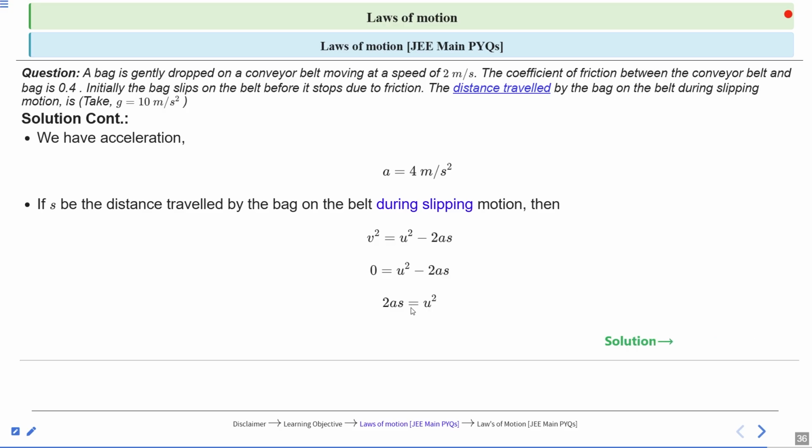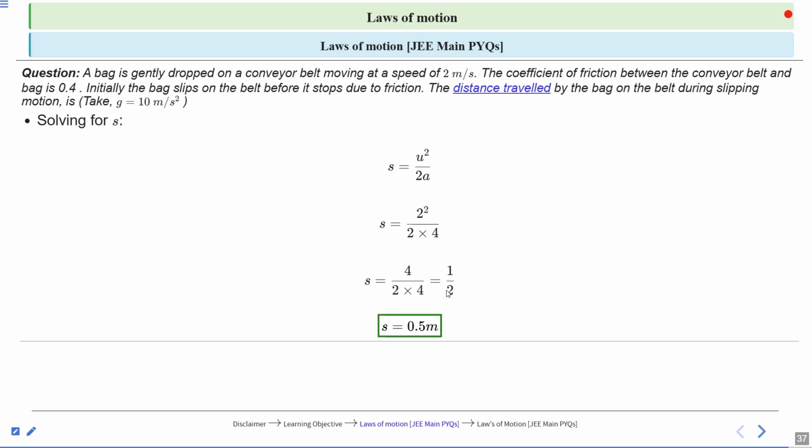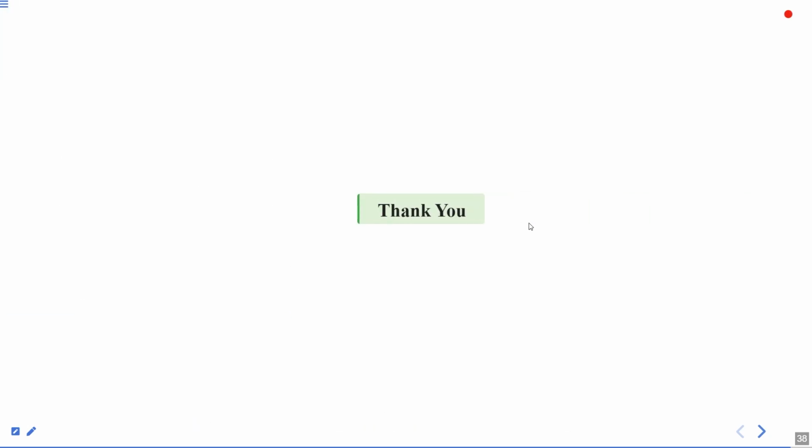Solving for s, s is equal to u square divided by 2a. So s is equal to 2 square divided by 2 into 4, so s is equal to 4 divided by 2 into 4. So it will be 1 by 2, as 4 cancels out. So s is equal to 0.5 meter. This is the distance traveled by the bag on the belt during slipping motion. Thank you for your attention.